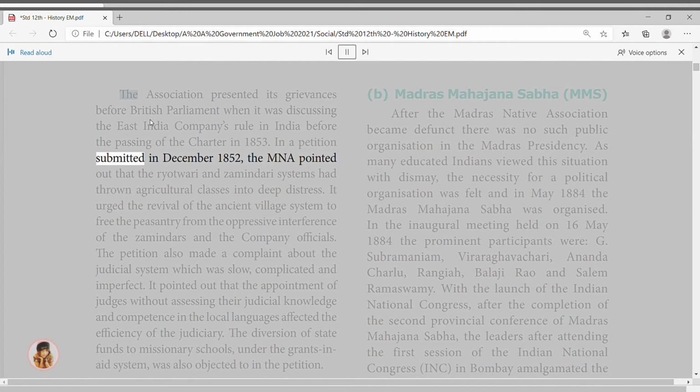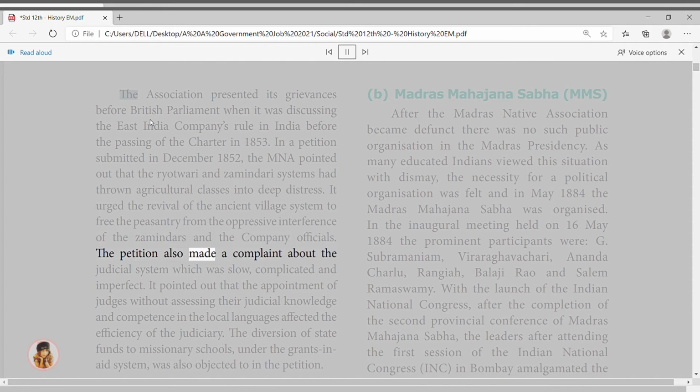In a petition submitted in December 1852, the MNA pointed out that the Ryotwari and Zamindari systems had thrown agricultural classes into deep distress. It urged the revival of the ancient village system to free the peasantry from the oppressive interference of the zamindars and the company officials.